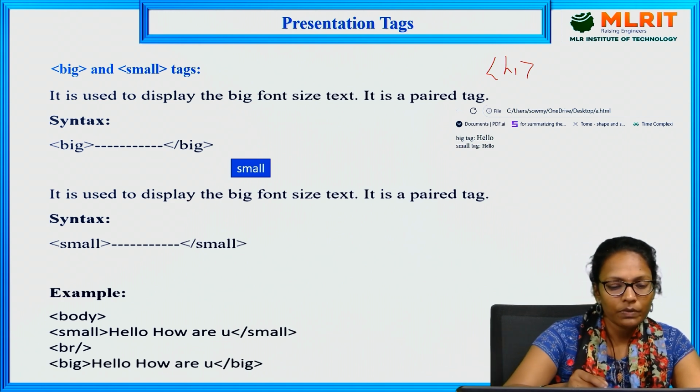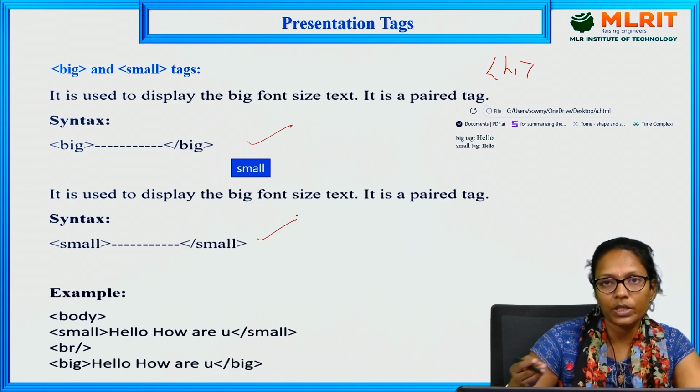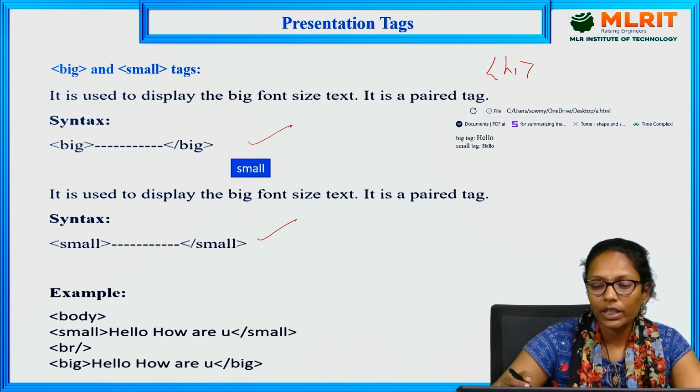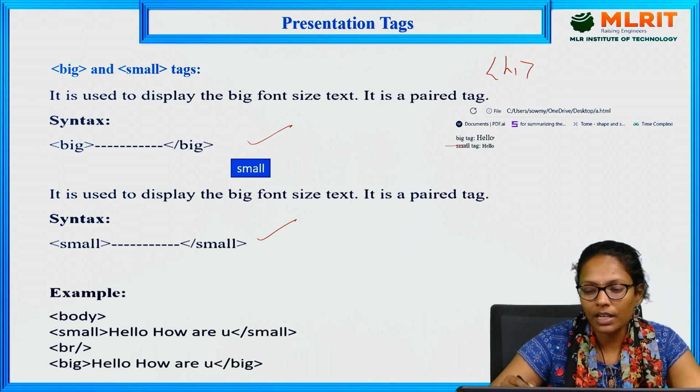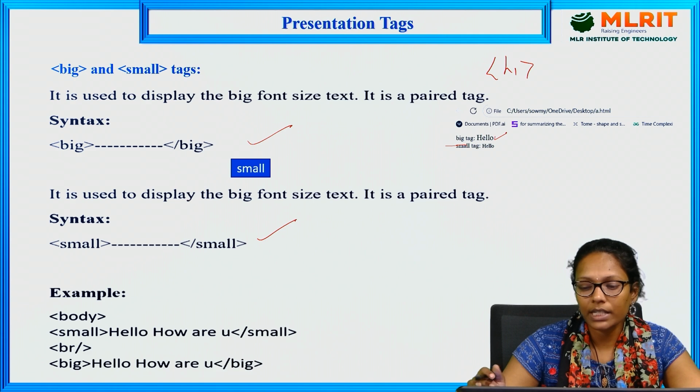So we can observe the big tag is used to display a big font size, whereas the small tag is used to display a small font size. So here this is the output. If I use the big tag, this is the output I will get, a little bit bigger when compared with the normal text, and the small tag will give a smaller font size when compared with the normal text.